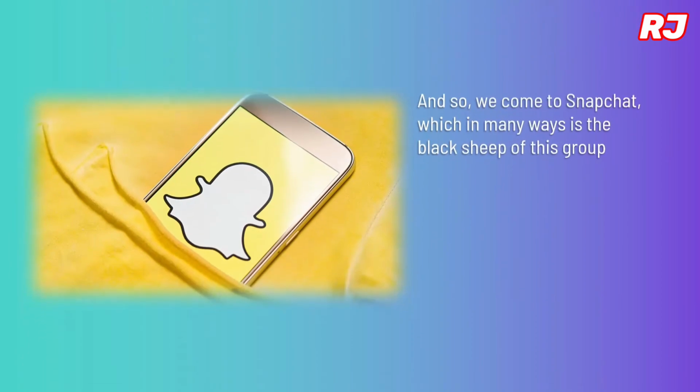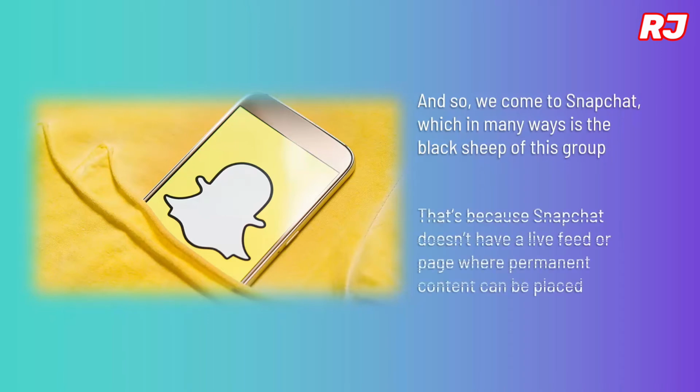And so we come to Snapchat, which in many ways is the black sheep of this group. Snapchat is the one that started it all, of course, but it's also the one that in some ways is the most limiting for marketers. That's because Snapchat doesn't have a live feed or page where permanent content can be placed. It also lacks some of the advanced tools that other platforms benefit from.